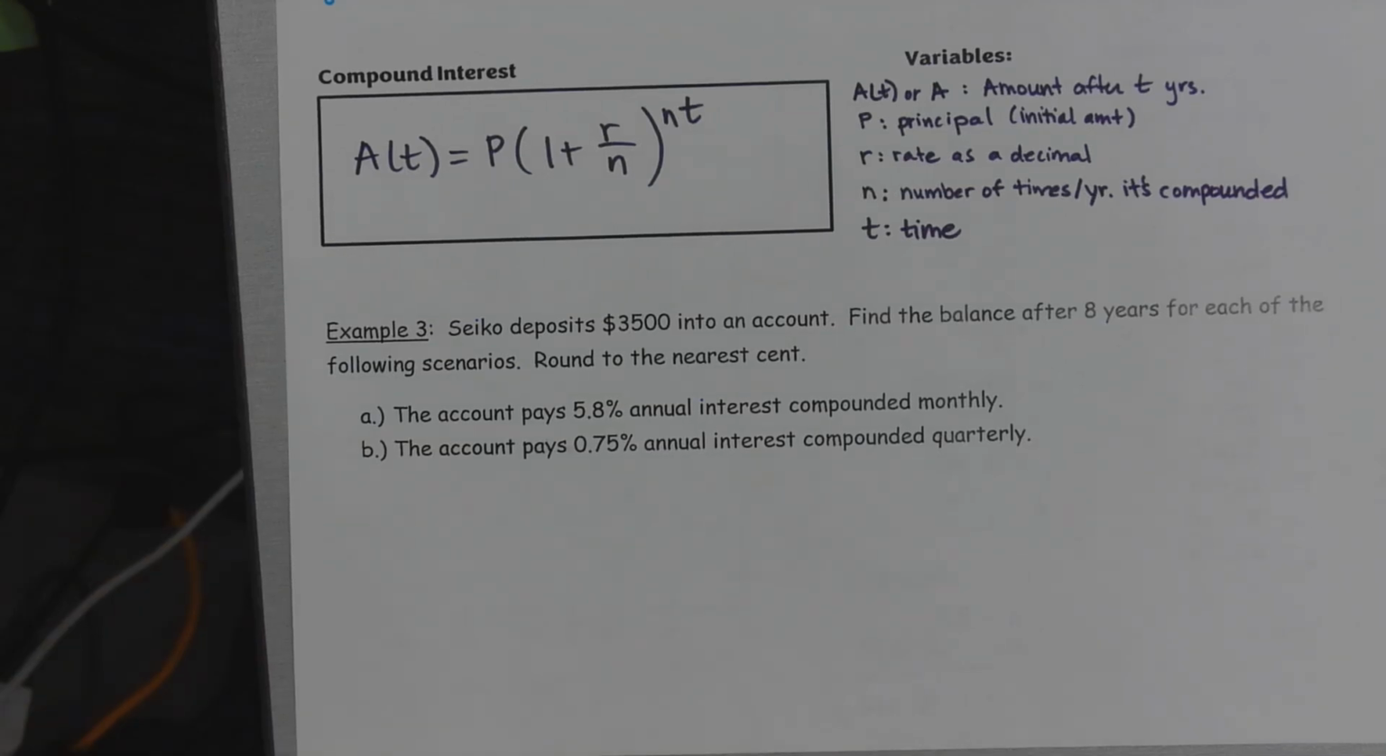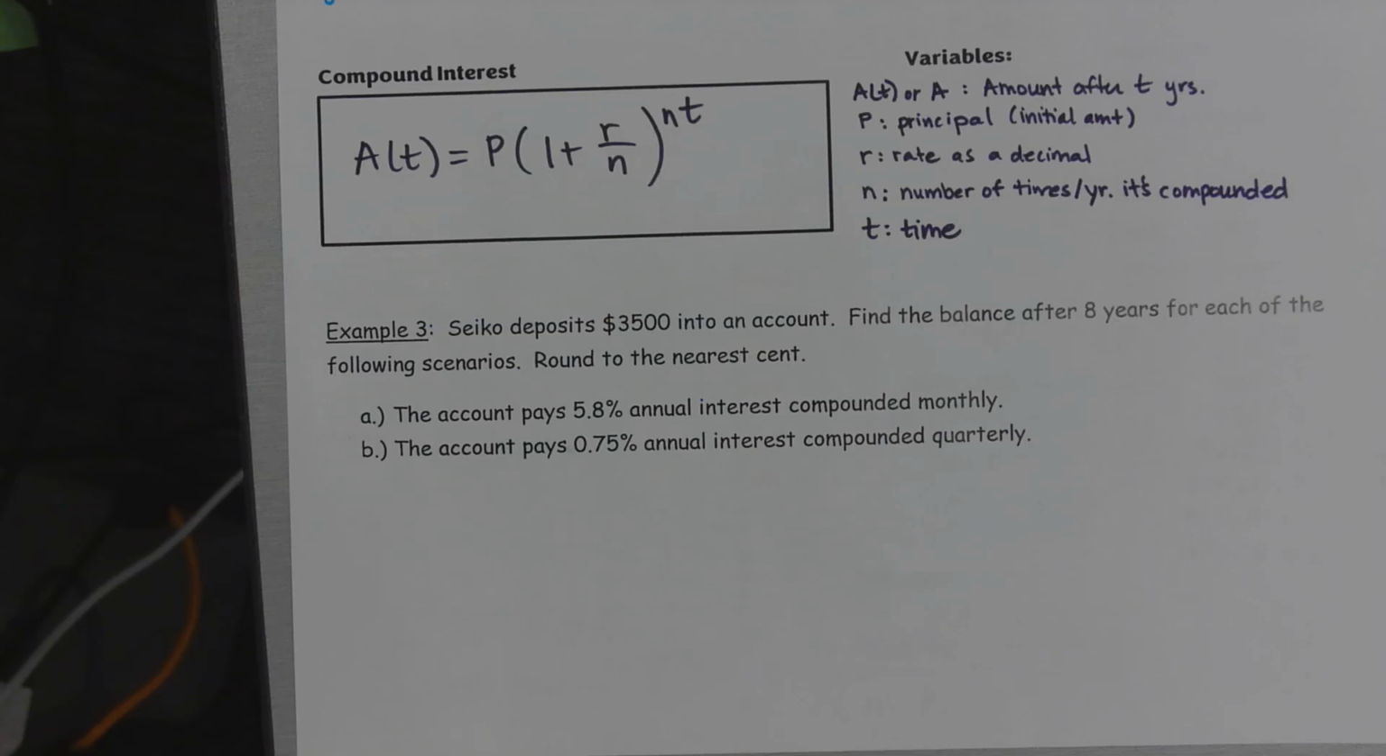All right, so one more time, I want you to grab that highlighter, and in example 3, I want you to highlight the values that you are going to plug into the equation for a variable. Okay, you can just do it in the example. So as I read it, you highlight. Okay, Seiko deposits $3,500 into an account. Find the balance after 8 years for each of the following scenarios. Round to the nearest cent.